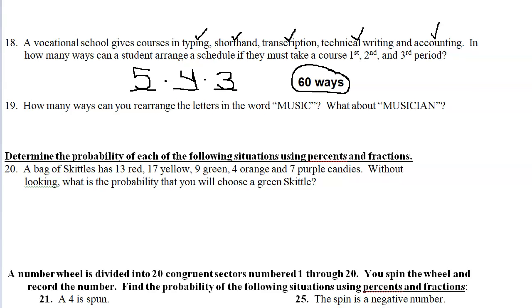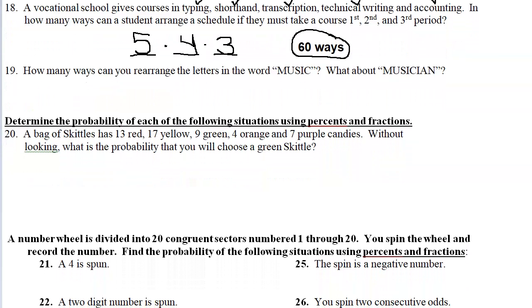Alright, let's keep it going here. We're talking about a bag of Skittles. Without looking, what is the probability that you'll choose a green Skittle? Alright, now we're looking at the bag here. Just on the outside of the bag, we're looking at a regular bag of Skittles. We've got how many Skittles inside the bag?